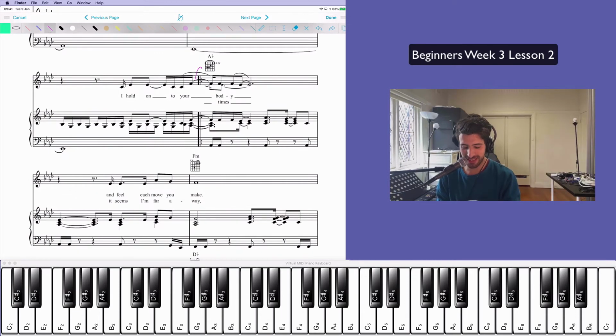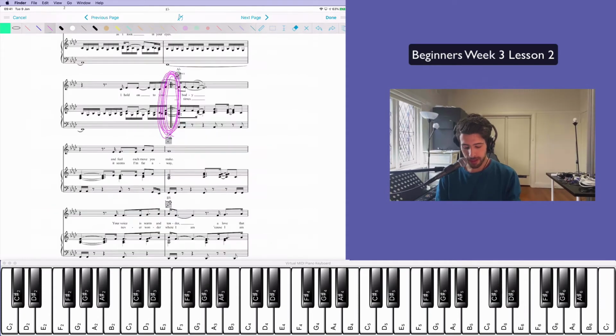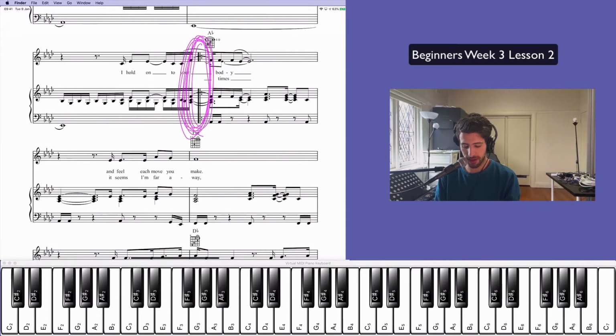So, as I said yesterday, what is this guy doing? Thick line, 2 dots. Repeat. It's the beginning of a repeat. Okay, so now we just need to find where it ends.